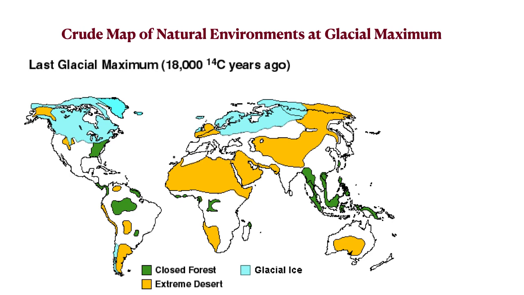It's a very crude map. Closed forest just means a forest with complete canopy coverage. It's showing it going right up to the ice cap in North America. I don't think that's true. I'm pretty sure it's not true.